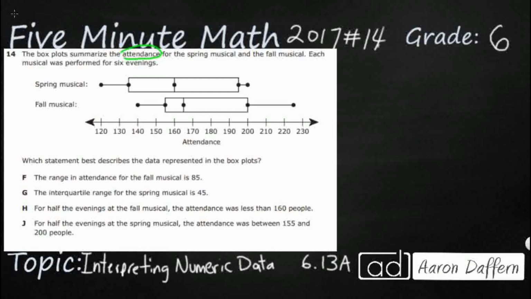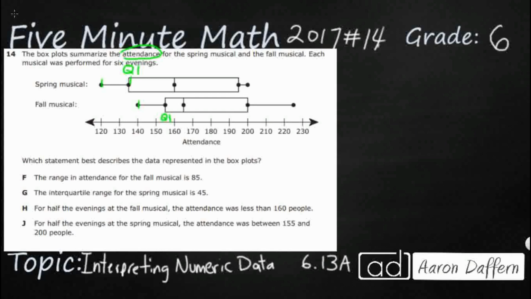So the very first dot, which is going to be on the end of the box, is going to be quarter 1. So let me go ahead and just label that for both of these here, which means that 25% or 1/4 of the data for the spring and the fall is between the lowest end and this quarter 1.